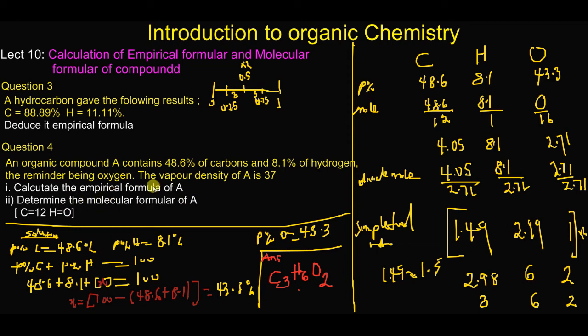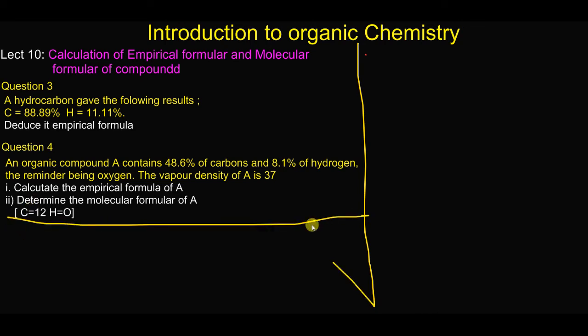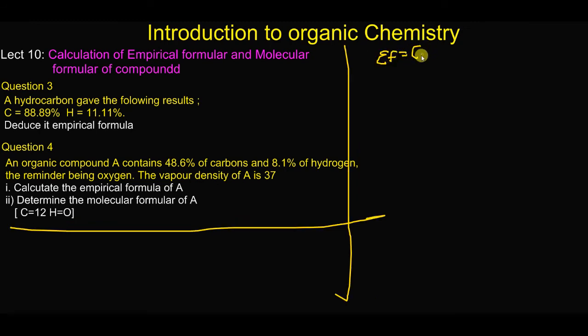Now, how do we determine the molecular formula? How do we determine the molecular formula? Okay, so quickly. There is a mathematical relation that we use, okay? You have all our figures now. Now let's use them. We got our empirical formula to be C3H6O2. That's what we got. Now there is a relation.